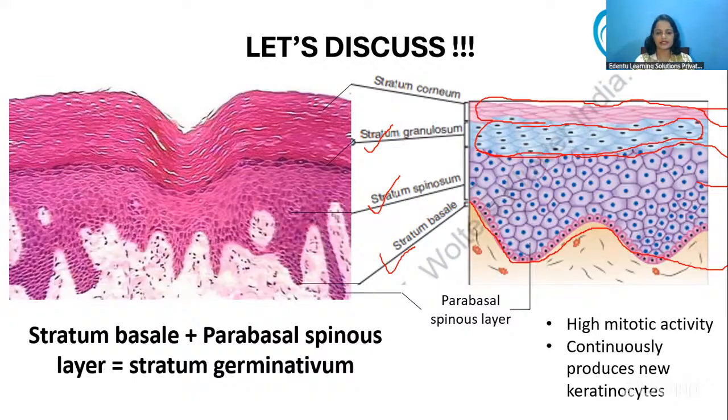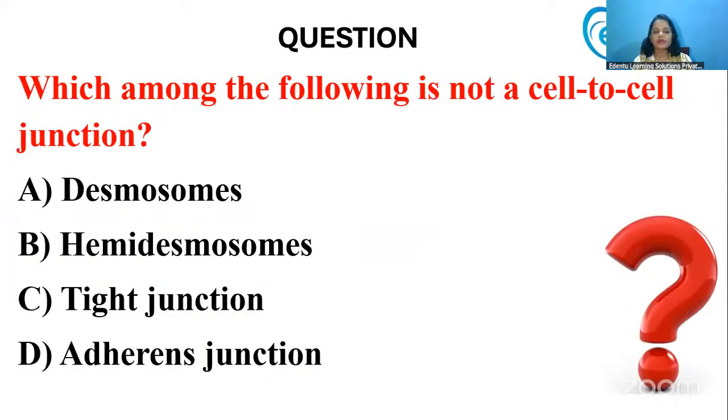Next question. Which among the following is not a cell-to-cell junction? Is it desmosomes, hemidesmosomes, tight junction, or adherence junction? Always study oral histology before you study oral pathology, because once you understand the concepts behind oral histology, then oral pathology will be much, much easier for you.